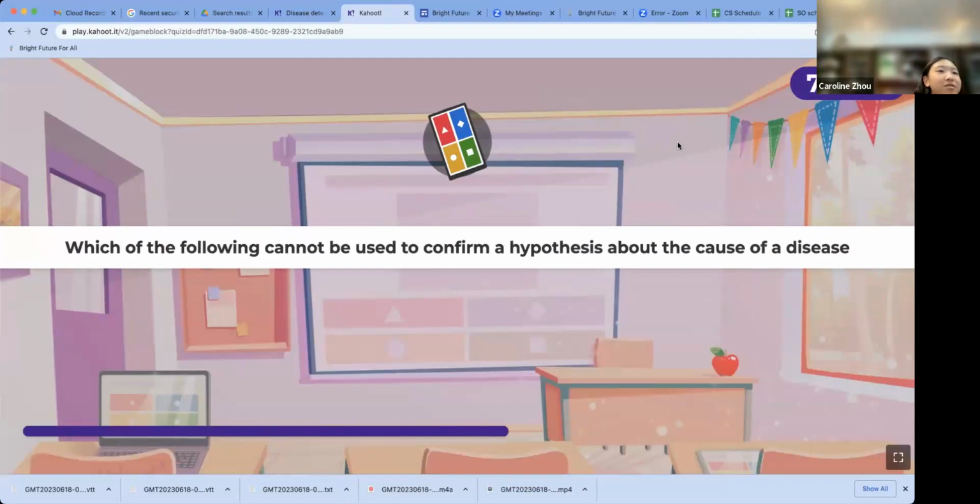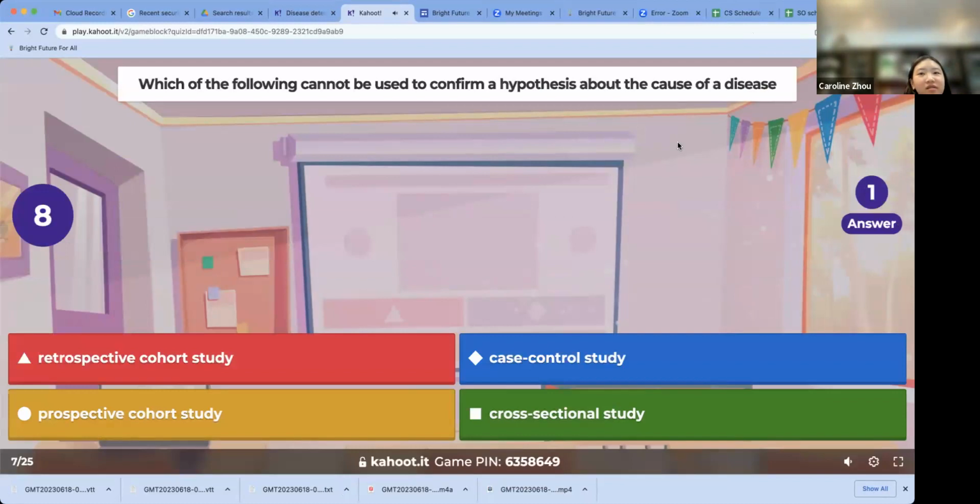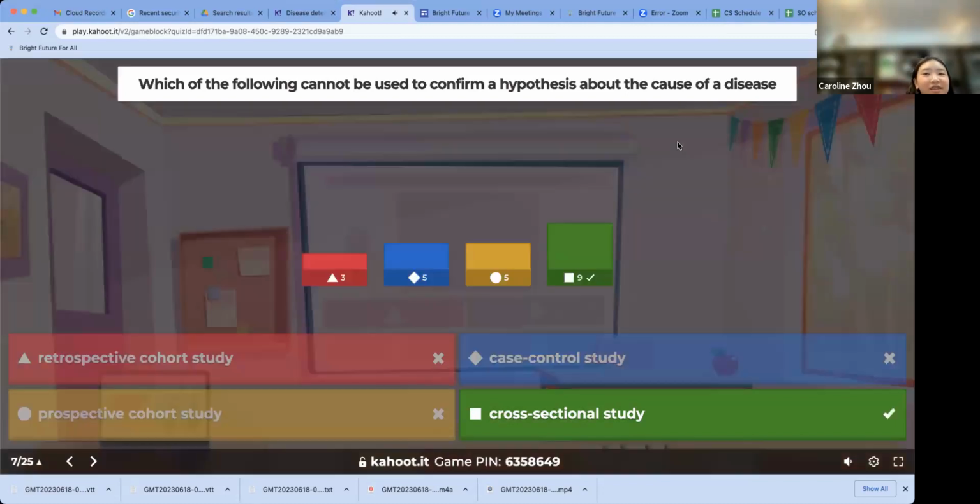Which of the following cannot be used to confirm a hypothesis about the cause of a disease? And yeah, you can use past cheat sheets if you want, I guess. You just have to be quick about it. Yeah. Cross-sectional study, because it's the only one out of these 4 choices that's a descriptive study. So it can't confirm a hypothesis.